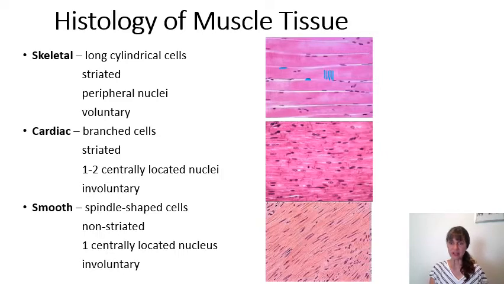Skeletal muscle tissue is voluntary. A thought is required for contraction to occur. If I generate the thought to raise my hand, there are muscles that will contract in order for this motion to occur.